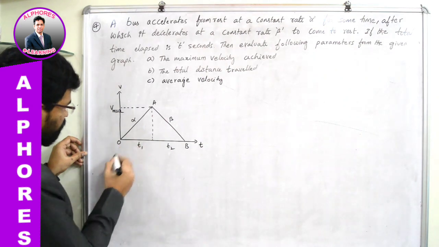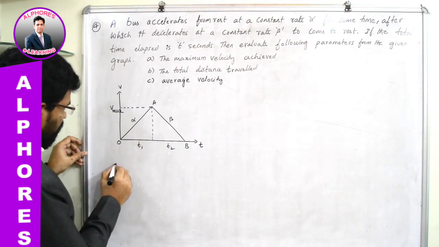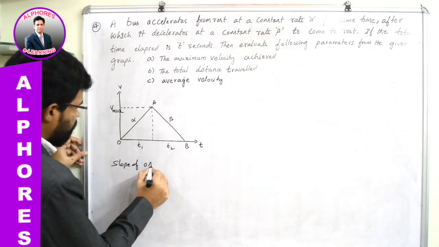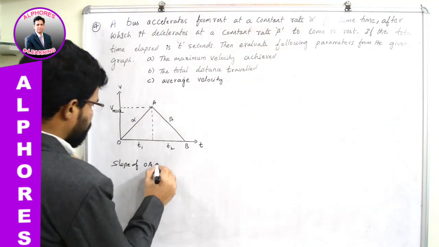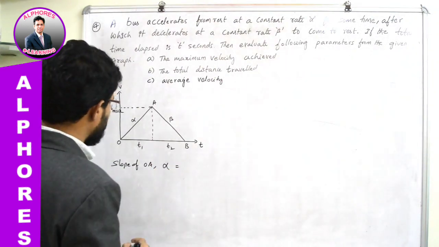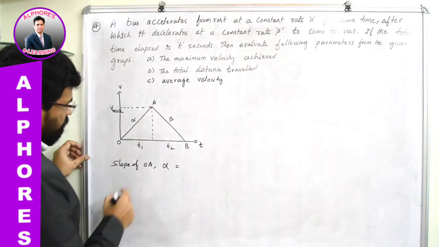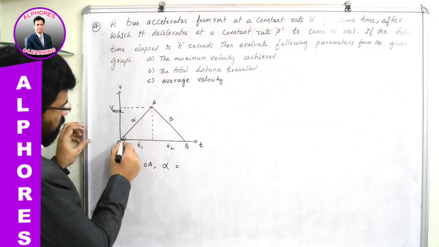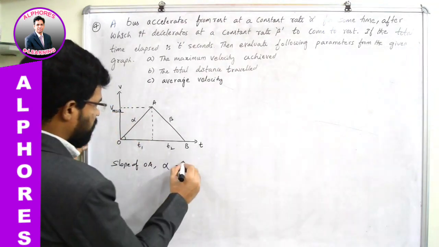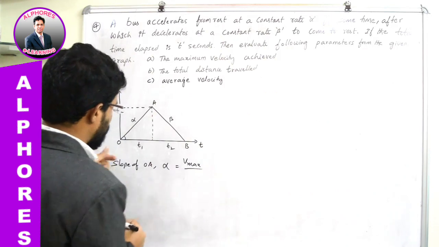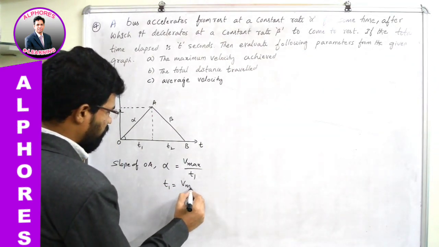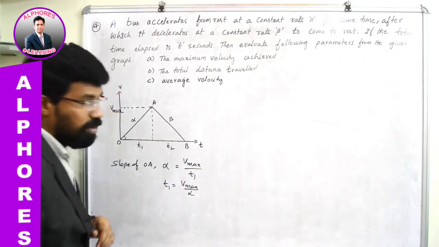I'll find the slope here. The slope of OA, this line, is nothing but alpha, right? And this alpha can be written as tan theta, opposite side by adjacent side. What is the opposite side here? V maximum. And the adjacent side here is T1. So from here, T1 can be written as V maximum by alpha, isn't it?